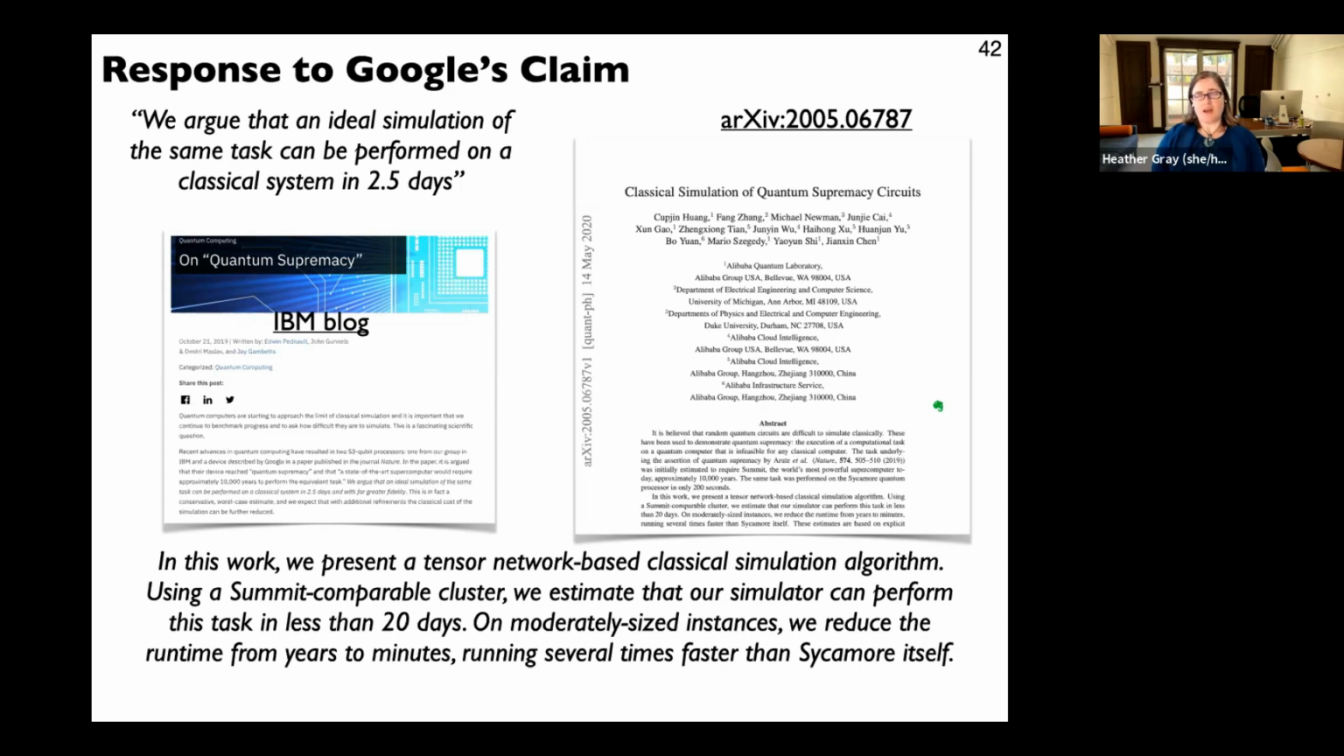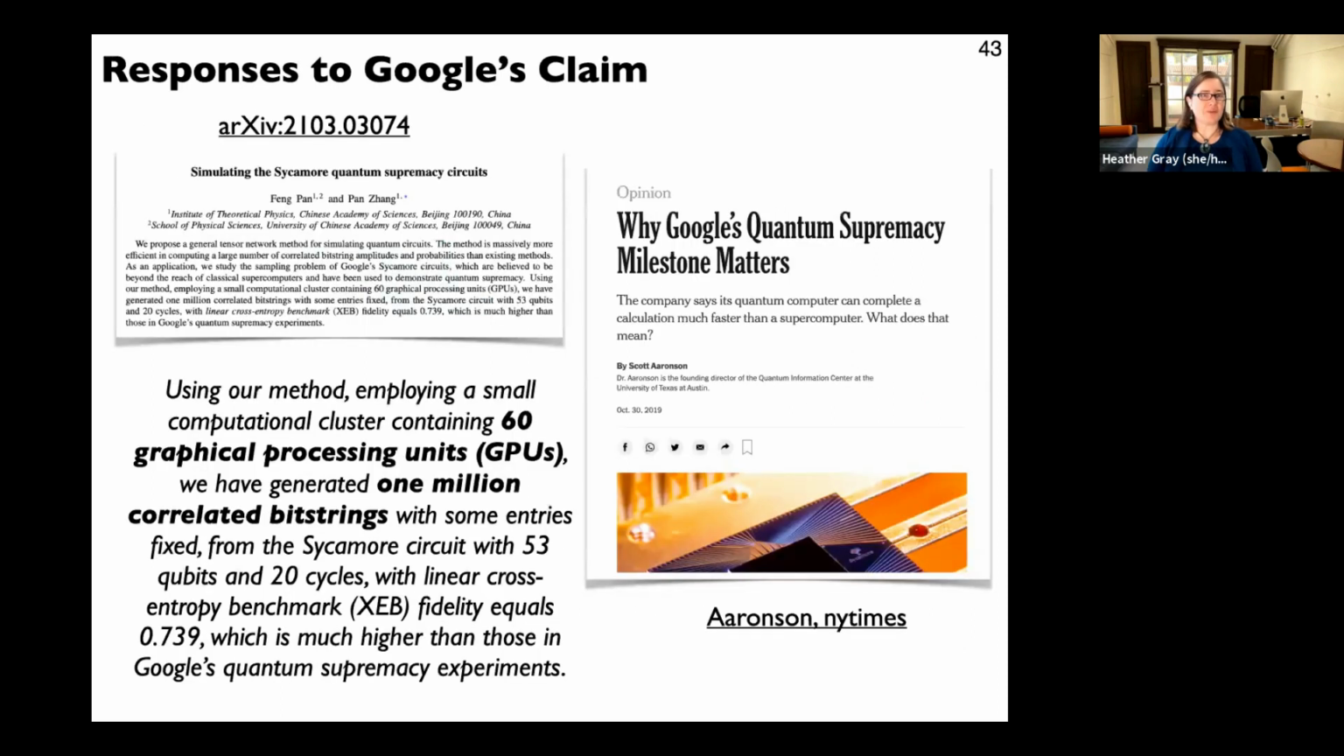One thing to comment on is the fact that none of these were actually done. The problem is that using these big supercomputers, you can't actually get them entirely for yourself. So in many of the cases, these are responses that had to be done based on arguments about what might happen. Then actually this year, there was a new result about how to actually do the simulation using 60 GPUs. And they found that they could generate 1 million correlated bitstrings, which was actually doing better in terms of fidelity than quantum supremacy.